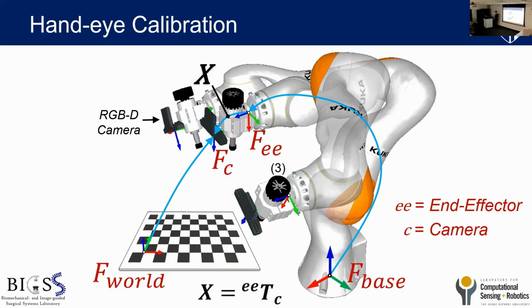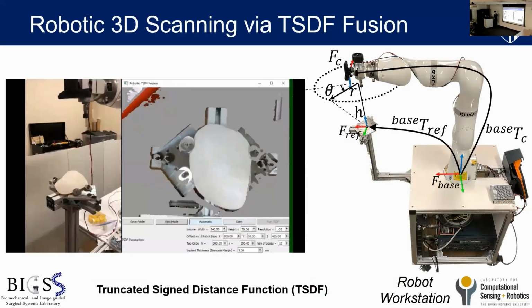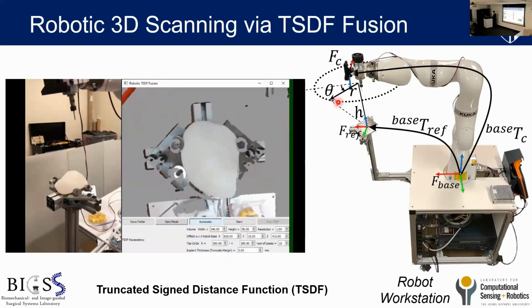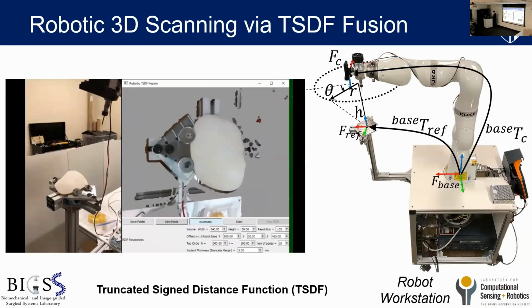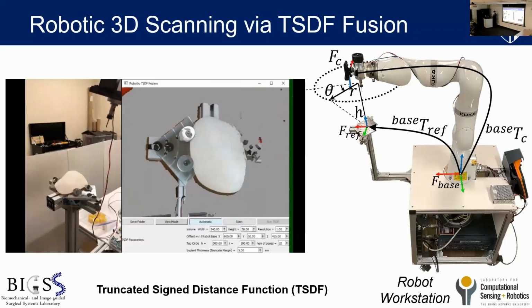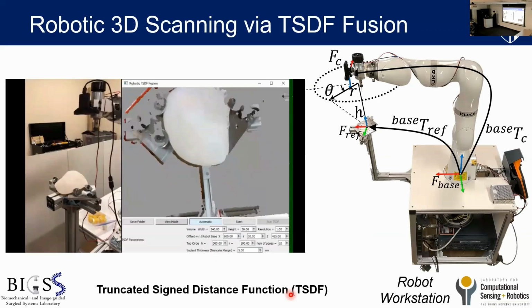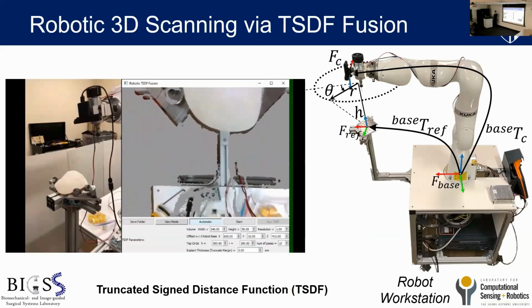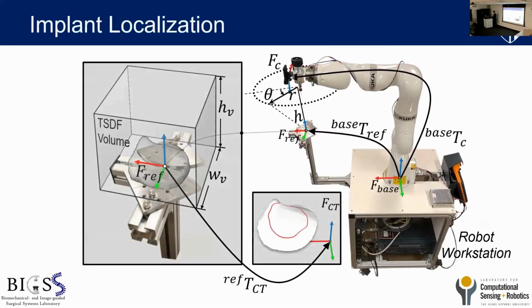And once we have this transformation, we can perform robotic 3D scanning. We plan a circular path above the implant fixture platform, and we have the camera take depth images, and the truncated signed distance fusion function can fuse all the depth images within the volume. So we can generate a 3D mesh of the physical implant in the robot space.